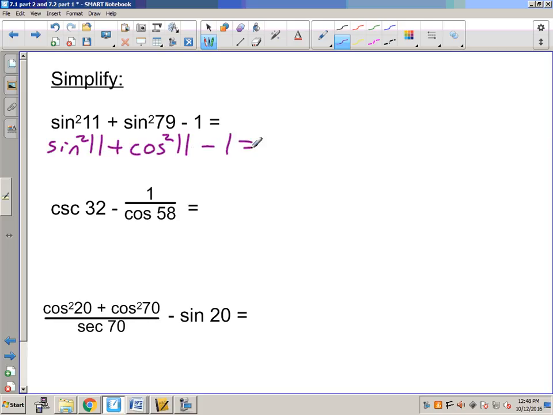Now they both have the same angle. And we've got sine squared plus cosine squared. And what is sine squared plus cosine squared? 1. So our answer is 0. That was fun.